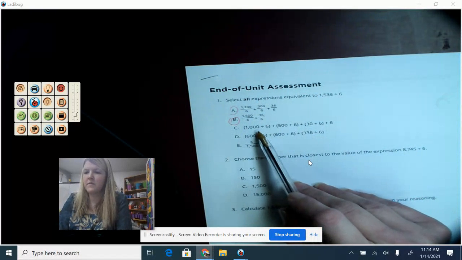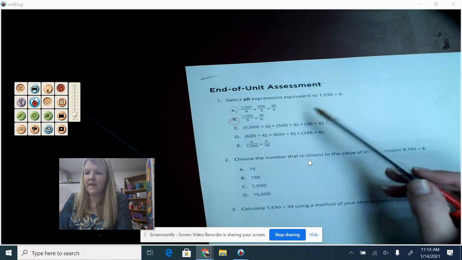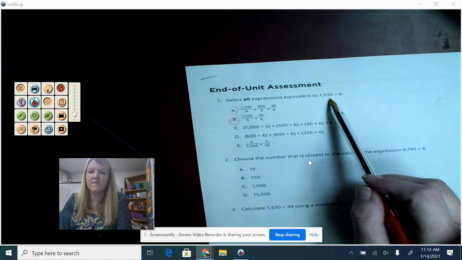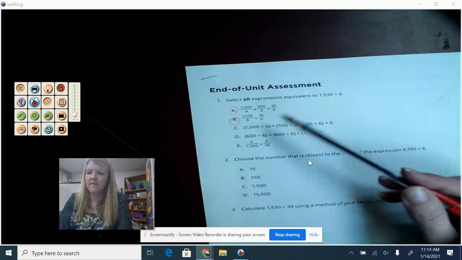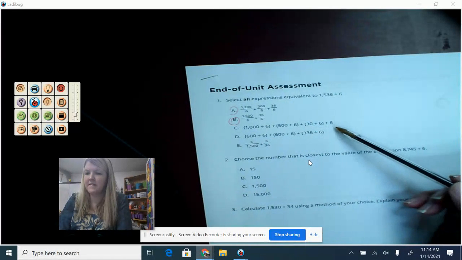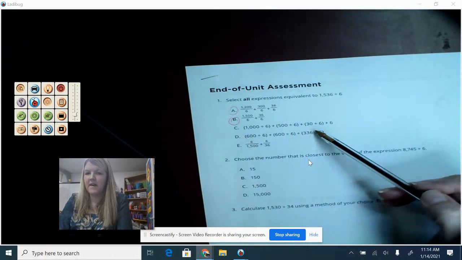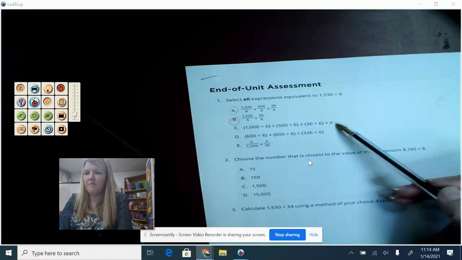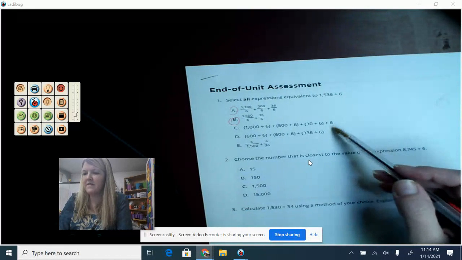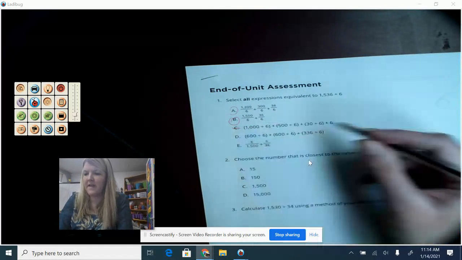C, we could write it like this instead of writing it as a fraction, as long as it adds up to 1,536 and we divide each one of them by 6. So they've got 1,530 and 6. And they've divided this by 6, divided this by 6, divided this one by 6. But the problem is right here. They didn't divide this by 6. If they would have divided this by 6, then it would work. So C is not going to work because they didn't divide that last one by 6.